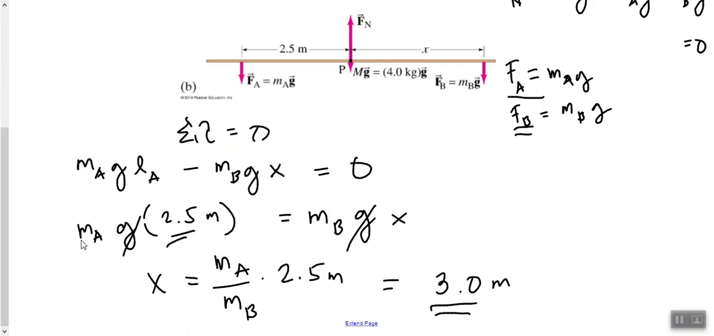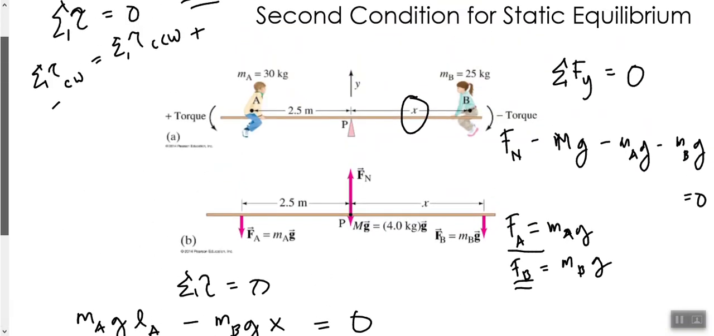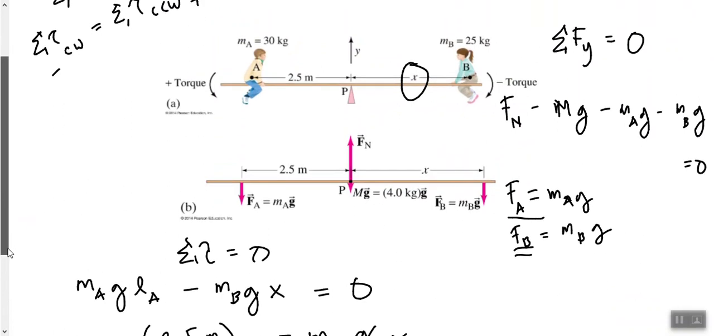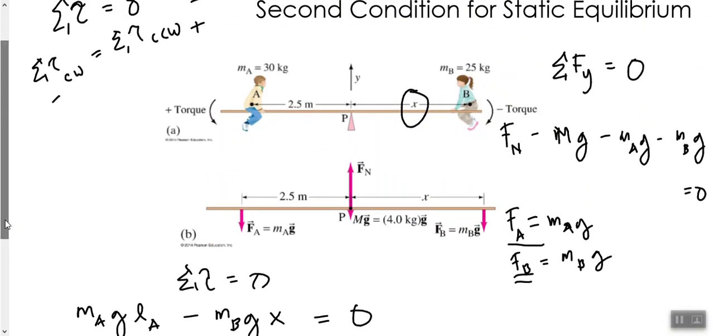So she should be on the seesaw sitting at about 3 meters away, so about 0.5 meters a little bit farther from the axis of rotation compared to the boy. That's it for the second condition.